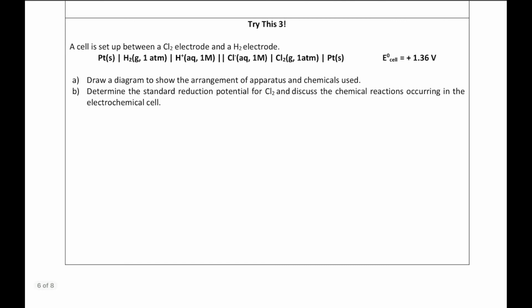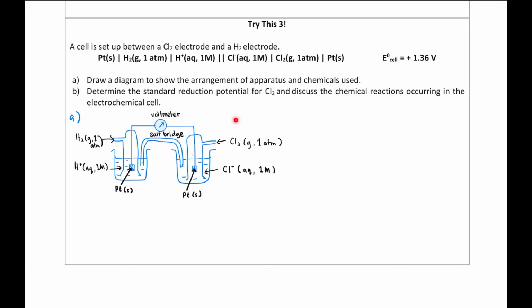A cell is set up between chlorine electrode and hydrogen electrode. Okay, so this is the cell notation. E naught cell also given. Okay, draw a diagram to show the rearrangement of apparatus and chemical use. Okay, so kita kena memang learning outcome, you should be able to draw galvanic cell. Okay, so ini diagram drawing dia.